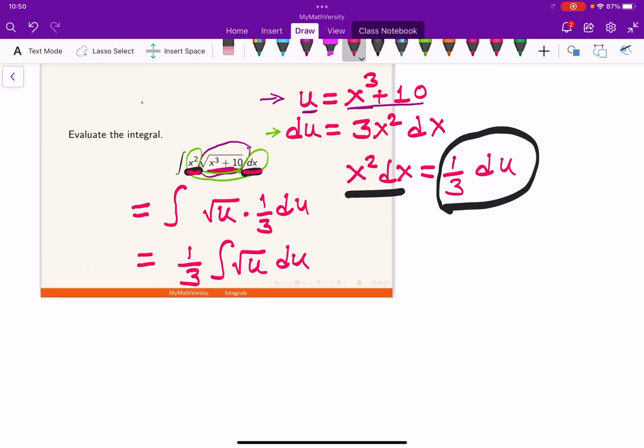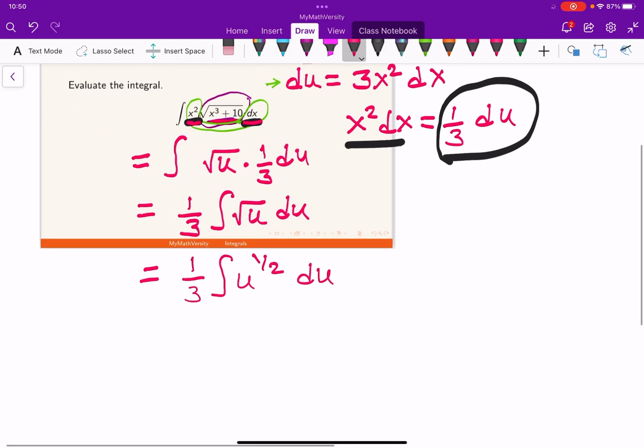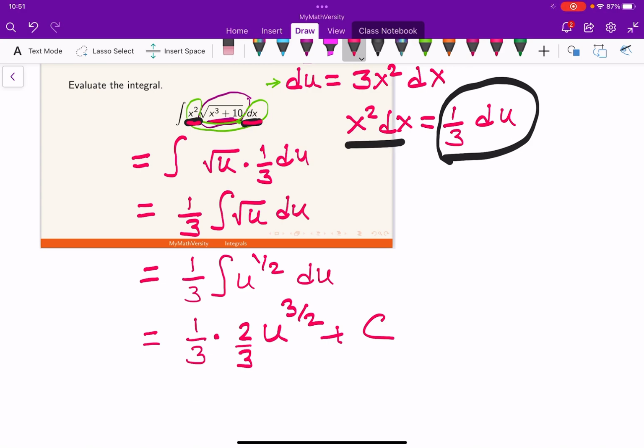The square root of u, in exponent form, can be written as u to the power 1/2. Then we can just use the power rule. Because 1/3 is a constant, multiplied by u to the power 1/2, which is a power function, using the power rule we have u to the power 1/2 plus 1, which is 3/2. Then we multiply by the reciprocal of this new power, which is 2/3, plus the general integration constant.